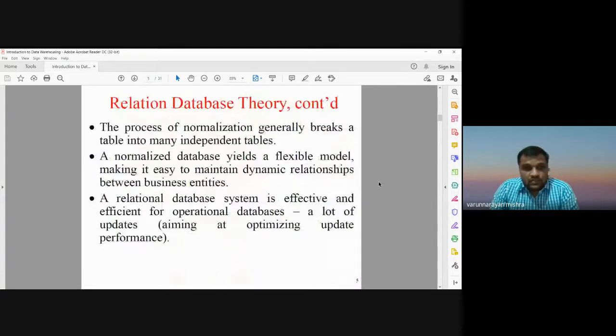The relational database theory is the process of normalization that generally breaks a table into many independent tables. A table considered normalized has a flexible model that makes it easy to maintain the dynamic relationships between the business entities. So a relational database system is an effective and efficient way to handle an operational database, where there are a lot of updates, aiming at optimizing the update performance.